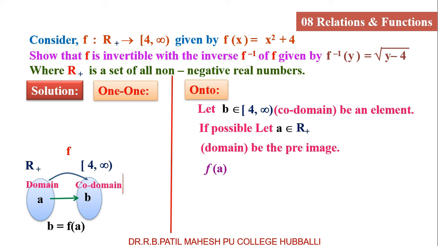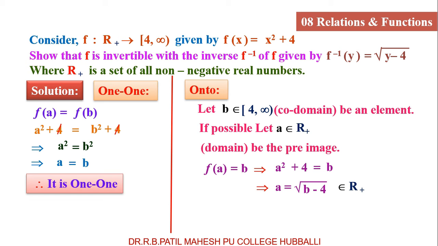If possible, let A belong to the domain, be the pre-image. f(A) = B implies A² + 4 = B, and solving for A, A² = B − 4, and if I take the square root on the right side, A = √(B − 4), and it belongs to R+, that is the domain. So every element in the codomain has a pre-image. Every element is the image of some element in the domain, hence the function is an onto function.